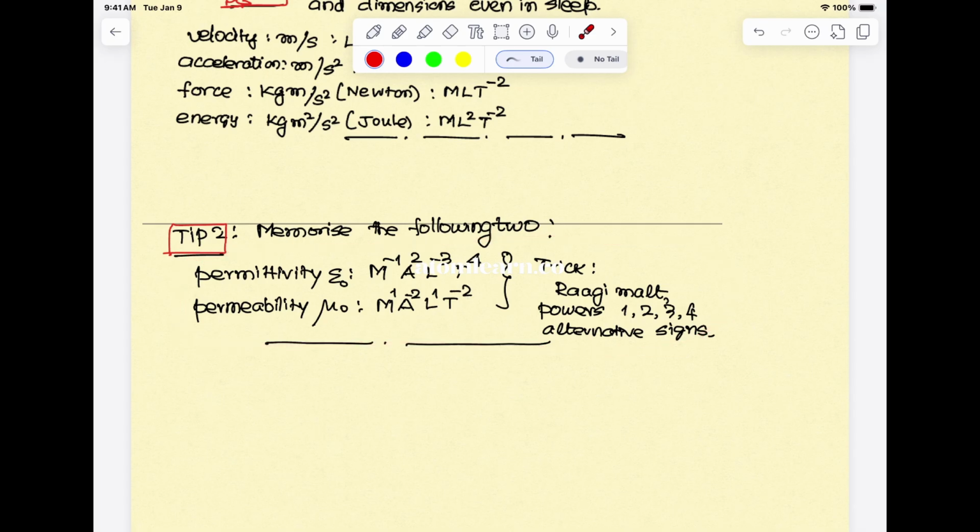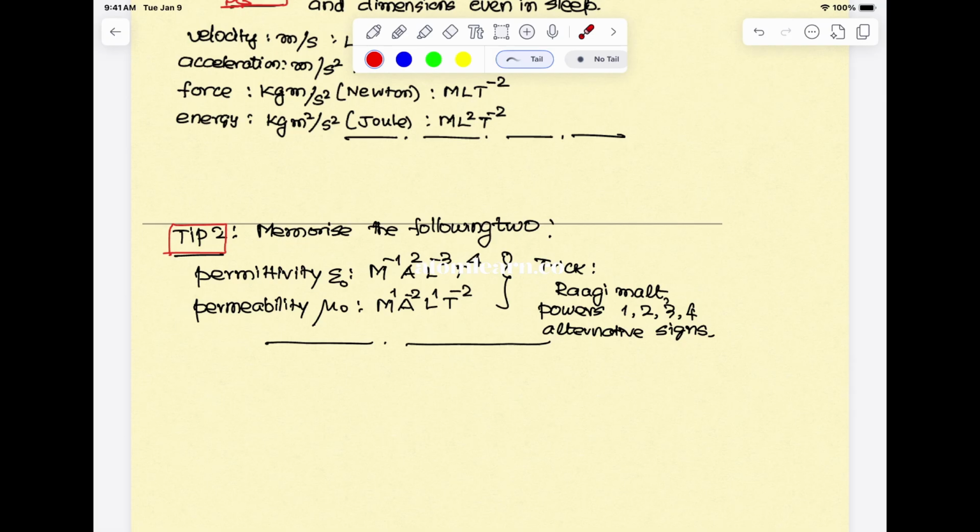Now the next tip, of course, is to memorize only two, as I told you in my earlier advice. I am going to give you a tip to memorize only 2 quantities, not all the 100 quantities which your teachers or your books may say. Memorize only the dimensional formulas of these 2 quantities: permittivity of free space, whose symbol is epsilon naught, as well as magnetic permeability, which is mu naught.